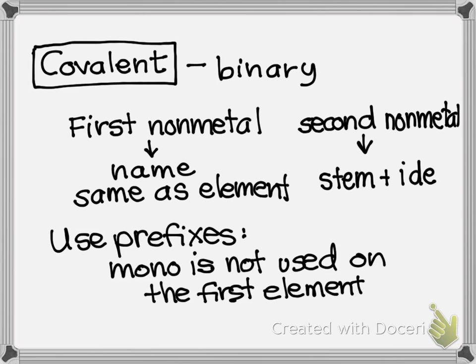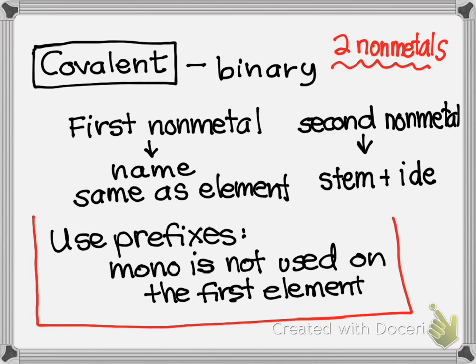So in covalent compounds, it's going to start out kind of like ionic. Remember, though, I just want to remind us, since we don't have the first page, these are going to be two nonmetals, or a metalloid could show up here. Okay, and the first nonmetal is going to be the same as the element name, and the second nonmetal is going to be just like before, the stem of the second nonmetal, but we're going to change the ending to IDE.